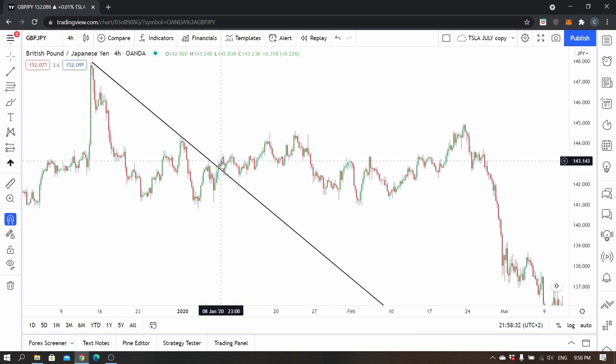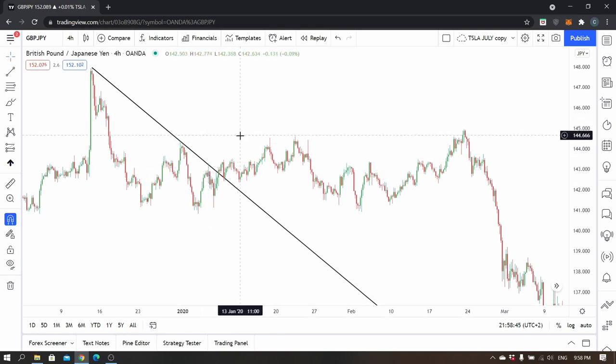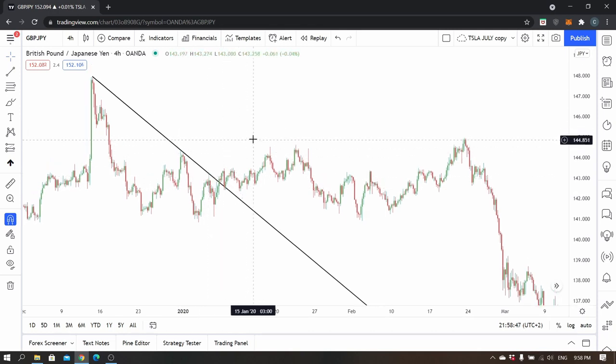Went from 143 to 141. That's more than 150 pips. I mean, that's a lot. Doesn't matter what strategy you have. If you trade on a weekly time frame, it wouldn't be that much. Daily also less, but if you trade on a 4-hour time frame, that's a lot.